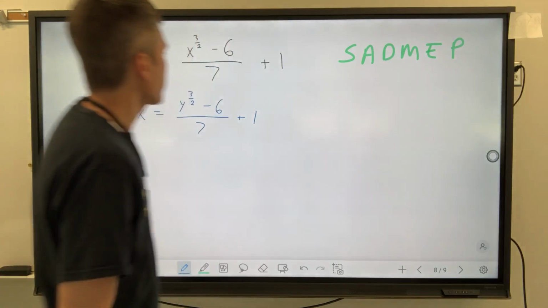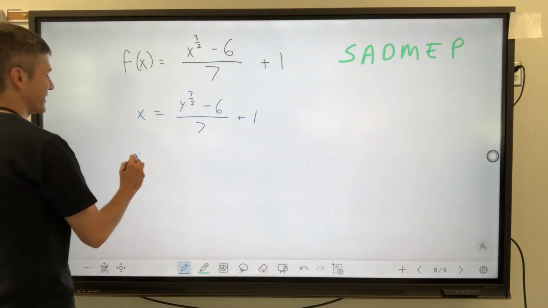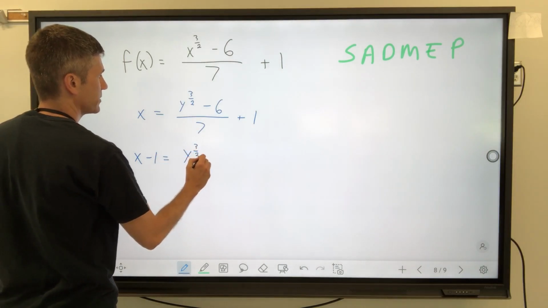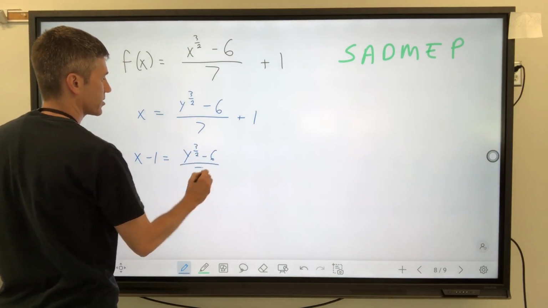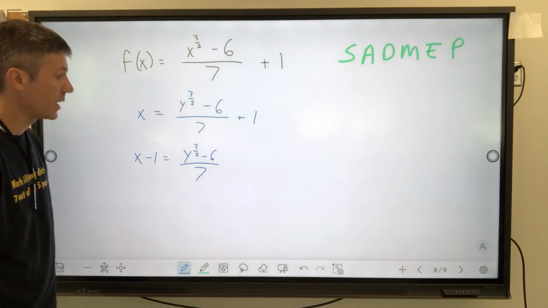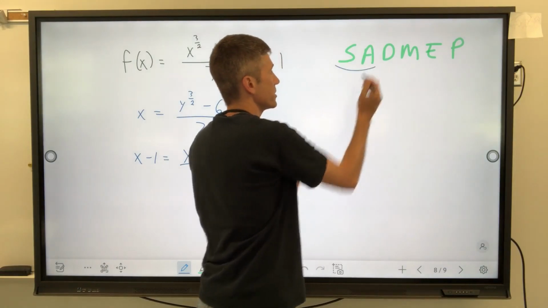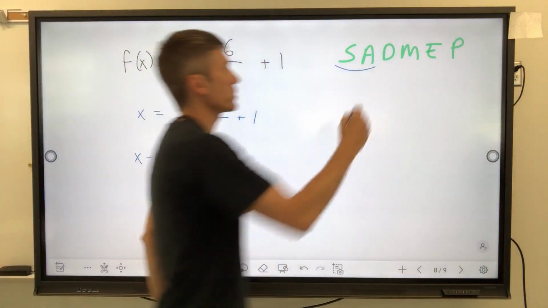He's down here. Okay, we're going to subtract 1. Y to the 3 halves minus 6, and that's over 7. Okay, we have now moved to the 1. Every time we do this, we start all over. Okay, we did that. Now, any subtraction or addition? No, we've done it. Any multiplication or division?